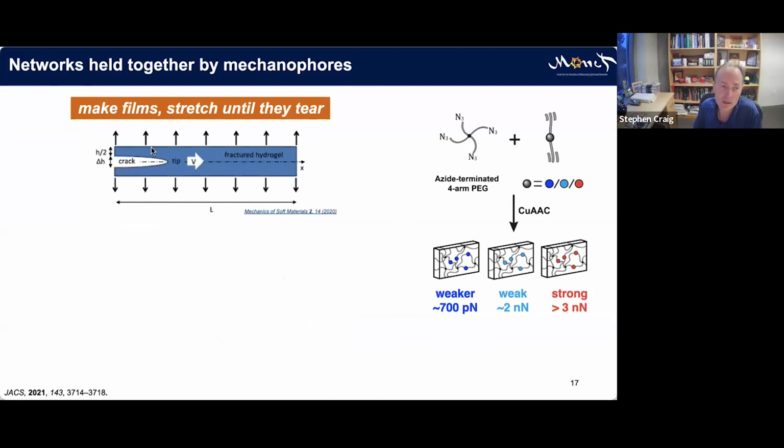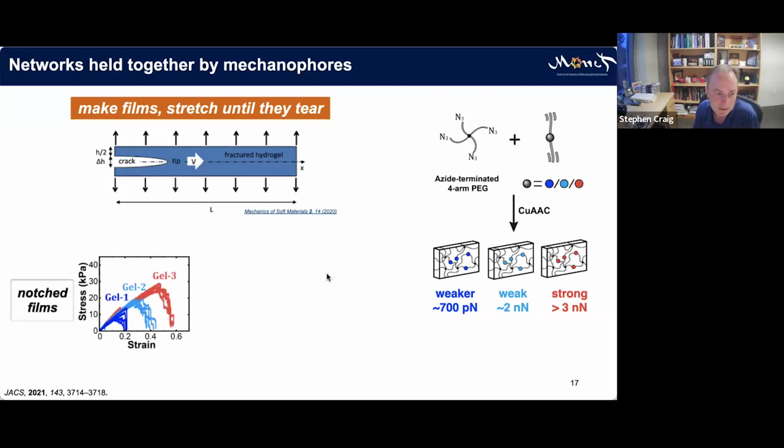In order to answer that question, Haley made bulk films in this way, put a little notch, so essentially started a crack in those films, and then stretched it in the up and down directions as shown here until that crack would start to propagate. And so there's sort of a measure: the more you have to stretch it in order to get the tearing to really take off, the crack to start moving through the material, the stronger, the more resistant to tearing your network is.